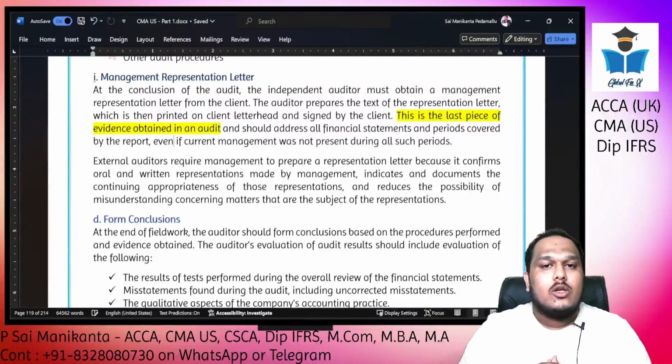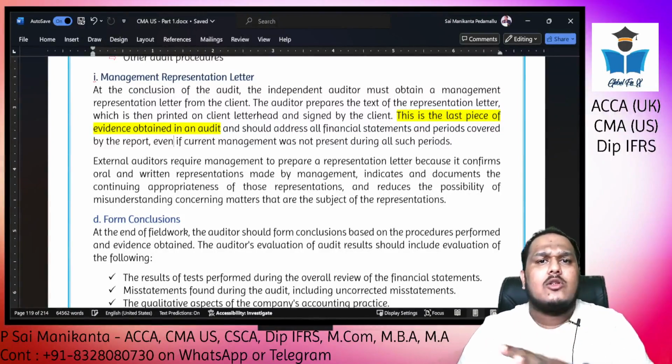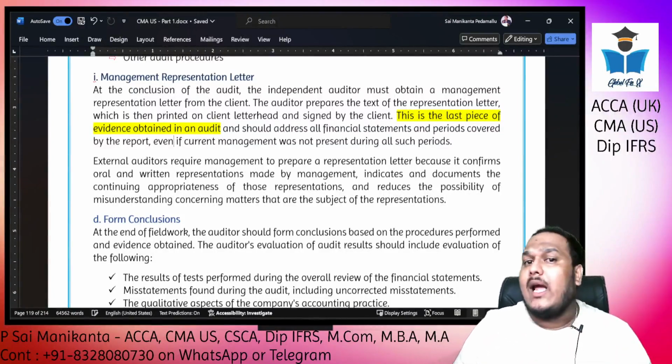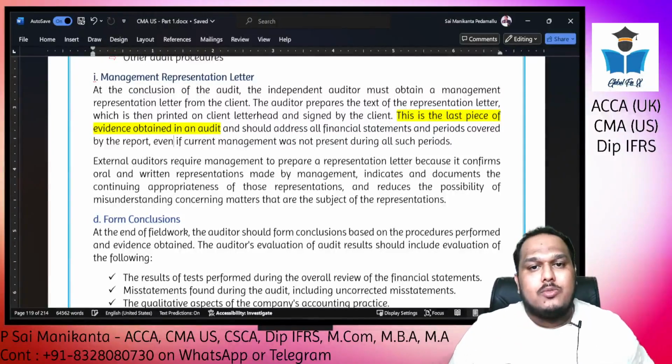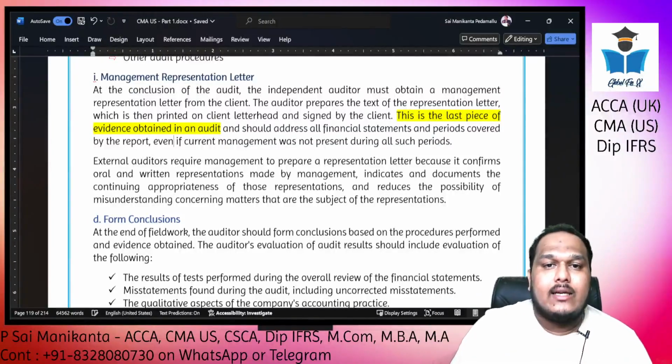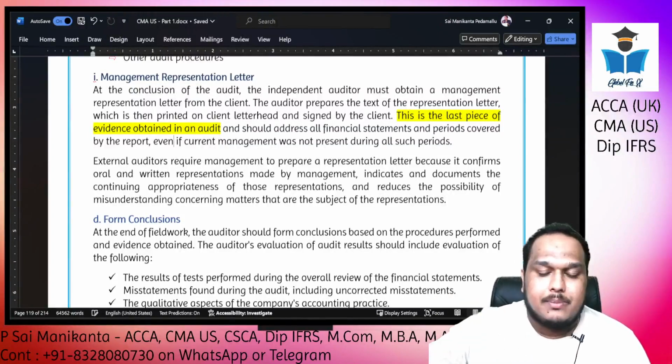Whoever is serving on the board at the time of audit, they have to sign it. Now, Y cannot say, sir, I was only there for 3 months. I don't know about what happened in the previous 9 months. No. Okay. So the current management, even if they were not present at that time, still they have to sign on the management representation letter.